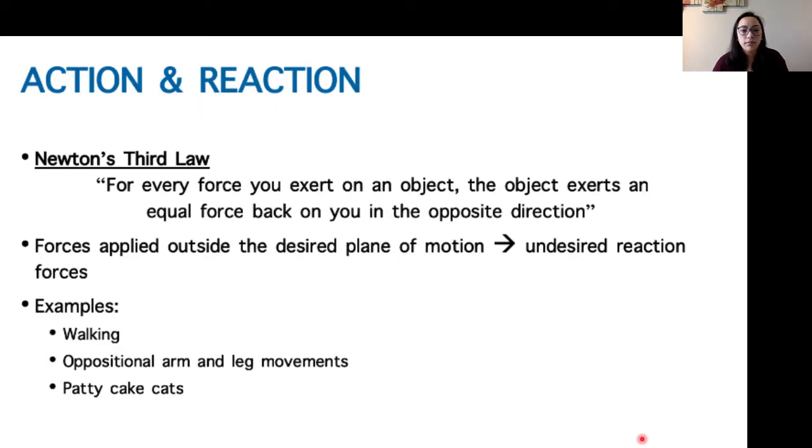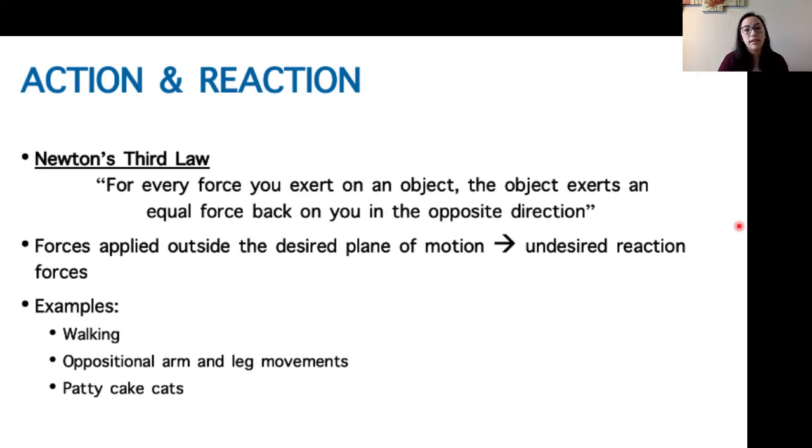The next principle of movement is related to Newton's third law of action and reaction. This law states that for every force you exert on an object, the object exerts an equal force back to you and in the opposite direction. So when we're walking, we have equal and opposite forces occurring between the feet and the ground, right? As you push down and back on the ground, say in your propulsive phase of stance, the ground is going to push up and forward on your foot.